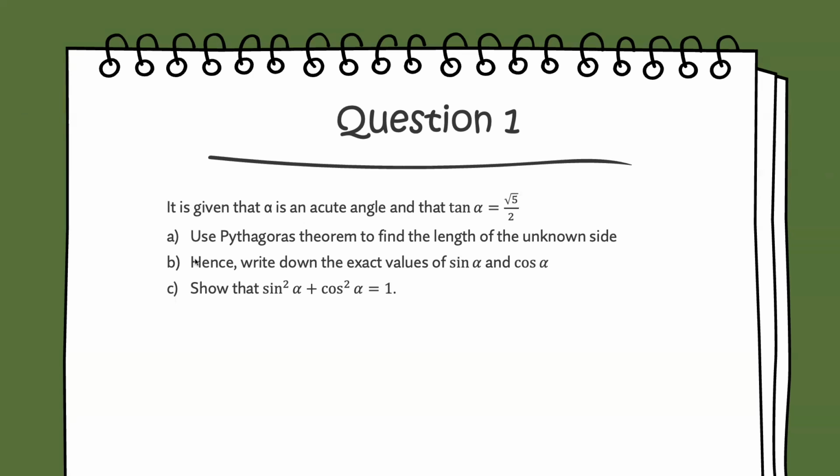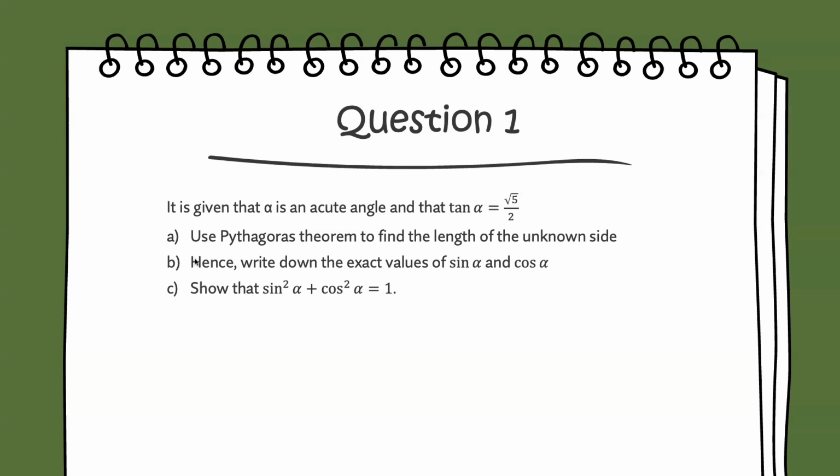So over here in the first question, we've got an acute angle, and they've given us a ratio. Now we have to do a couple of things. We have to find the length of an unknown side. We have to find the exact values of sine A and cos A, and then we have to show this equation is true, that sine squared A plus cos squared A is equal to 1.